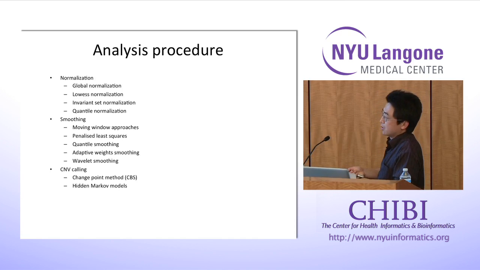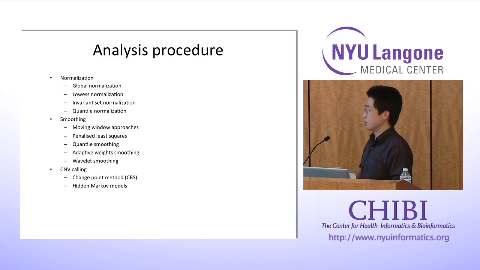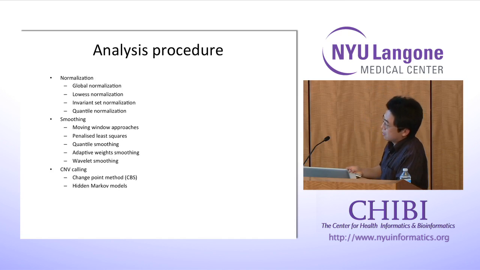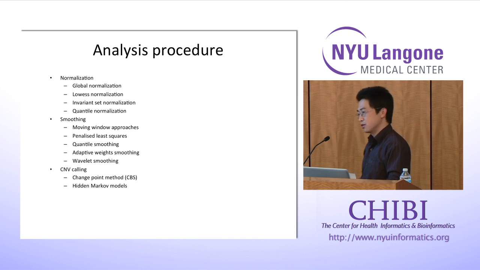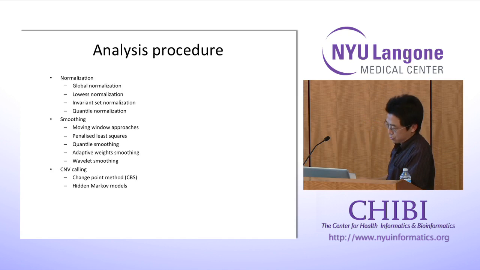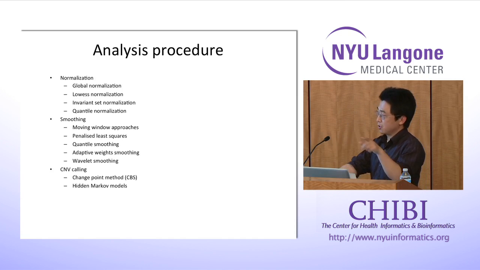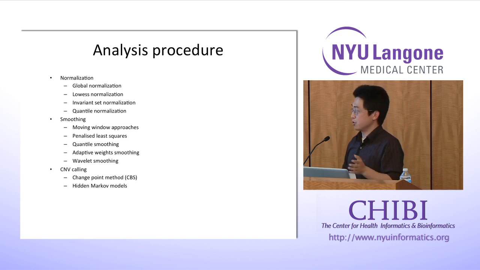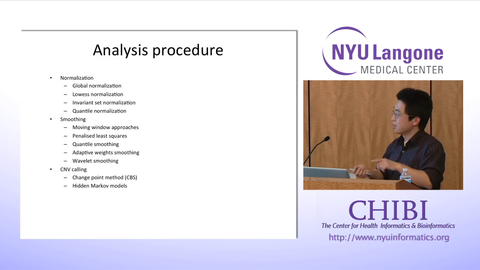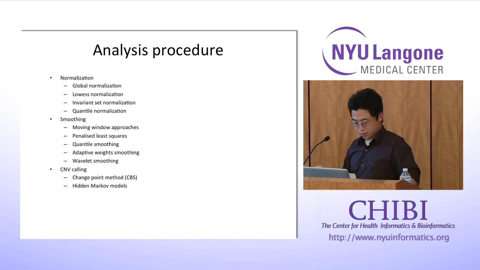So there are two major algorithms. One is called the change point method, and also people probably are very familiar with hidden Markov models. The change point method, I think, is based on results from the 1970s and 1980s. Mathematicians developed this change point test. So you can basically see whether the signal is changing from one state to the other, whether the change is significant or not. Then you can call that point a change point. You can merge the change points together to get a region of copy gain or copy loss.